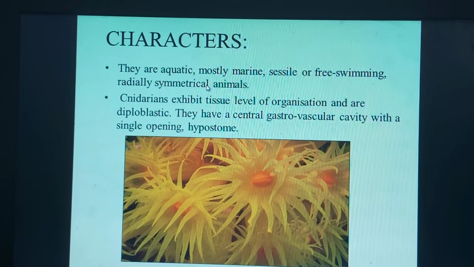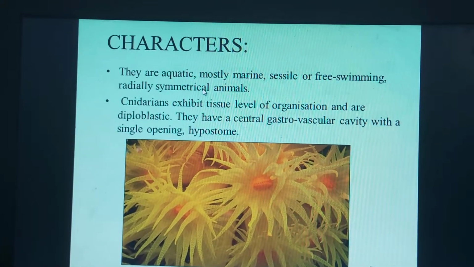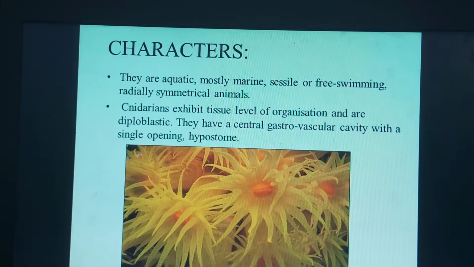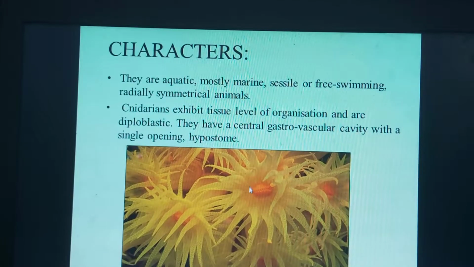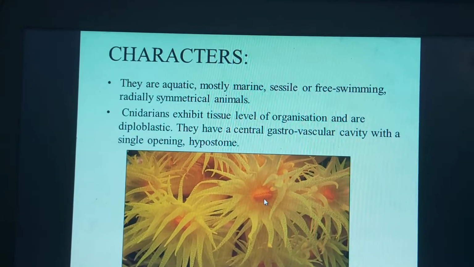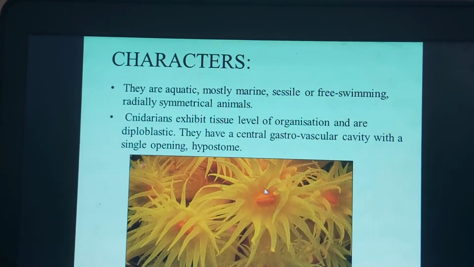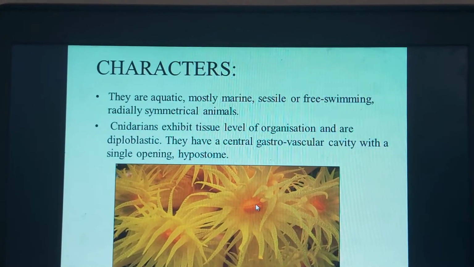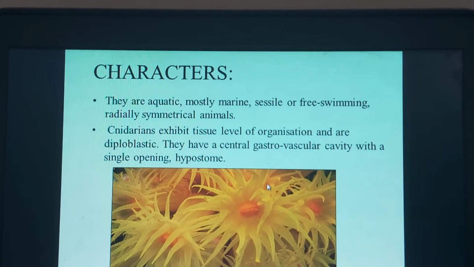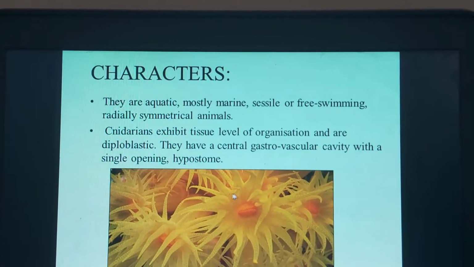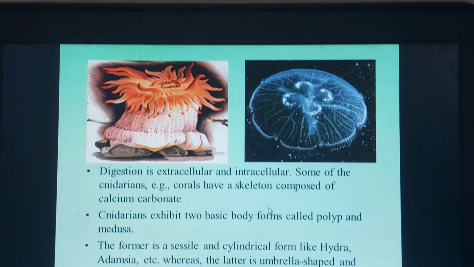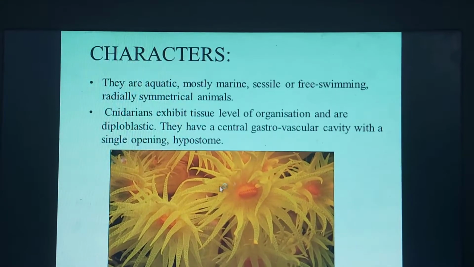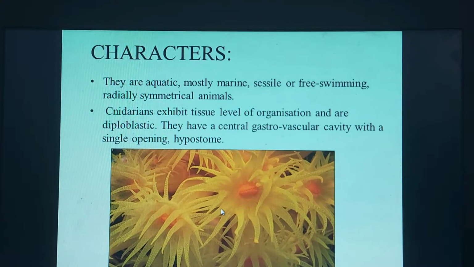So radially symmetrical animals means those animals which can be cut into two equal halves, and the two halves are mirror images of each other from any plane. For example, you can take a look at this organism. This is the top of the organism, and you can cut this organism into two equal halves from any plane, this plane, this plane, or this plane, or any plane. If you cut this organism, you will find two equal halves of this organism. So that type of symmetry is called radial symmetry.